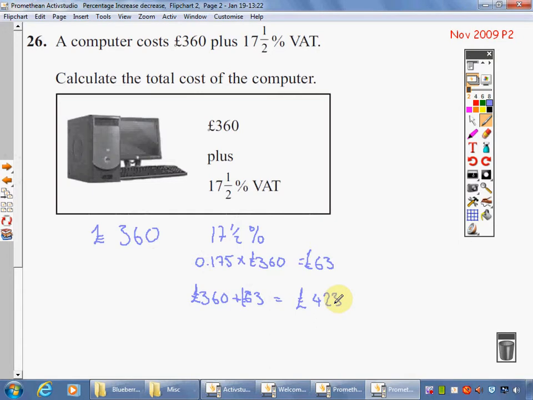Some of you may have used the method that if you're increasing, you want 100% and then the extra 17.5%, which gives you 117.5% as a total. And if you work that out as a decimal, it would be 1.175, and then you can do that 1.175 multiplied by your original £360, which I'm just going to double check on the calculator now. 1.175 multiplied by the 360 does indeed give me £423. Okay, remember, increase, add it on.